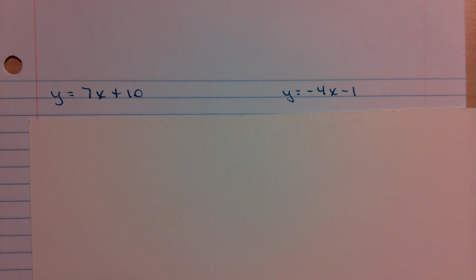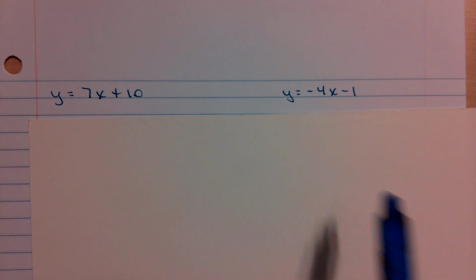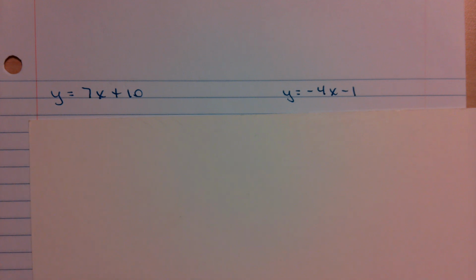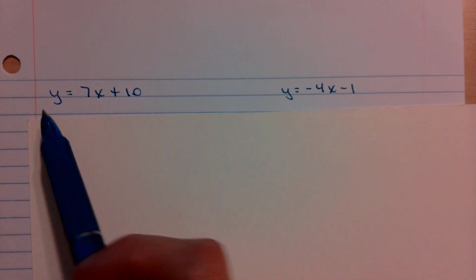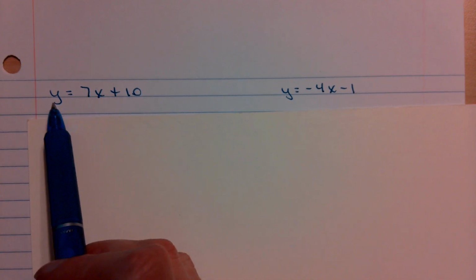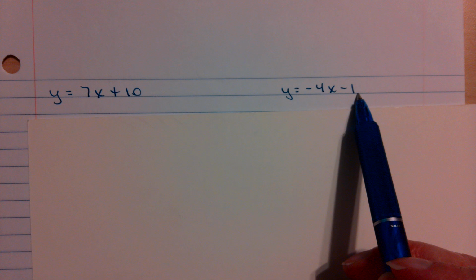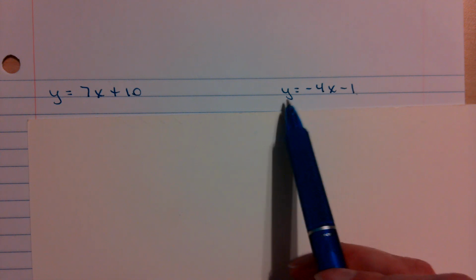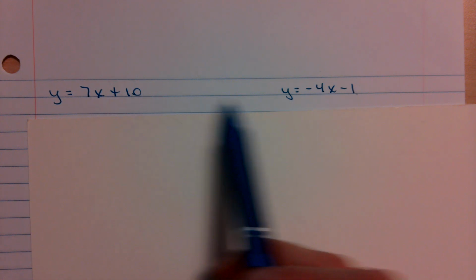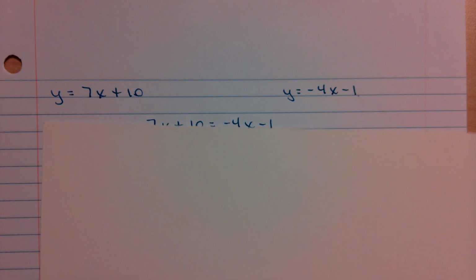This is probably the most obvious setup if you're going to solve a system by substitution, because you've got two equations and they're both already solved for one of the variables. They're both solved for y. So what you can do, since 7x plus 10 equals y and negative 4x minus 1 equals y, they're both equal to y, so that means that they are equal to each other. So you can go ahead and set that up.